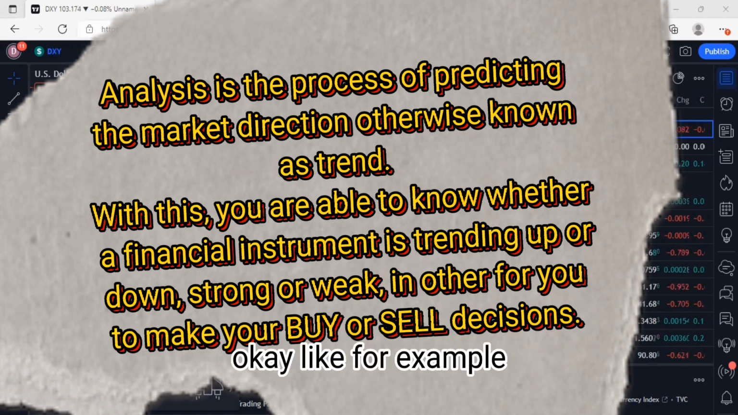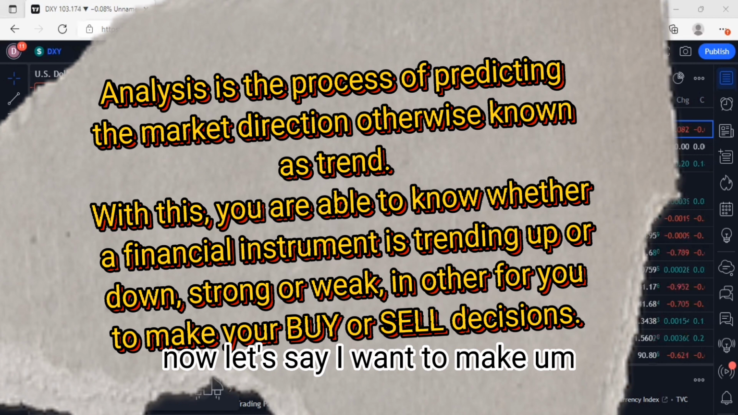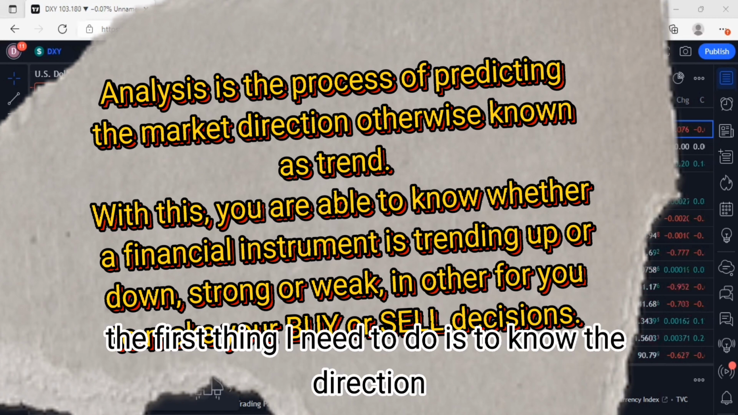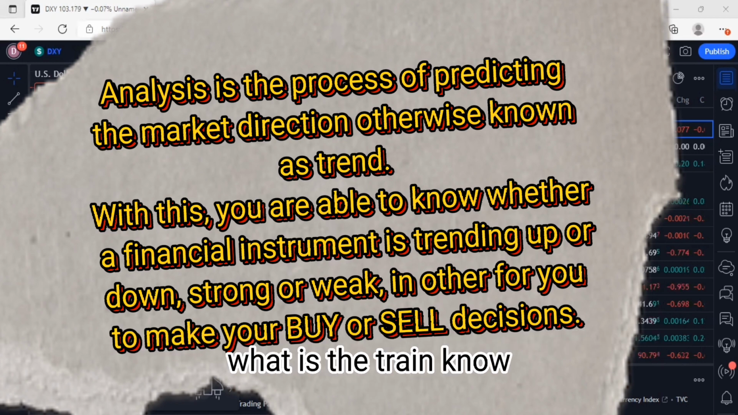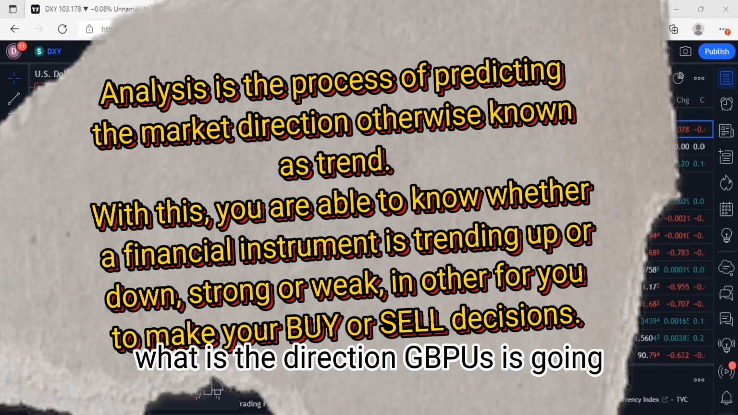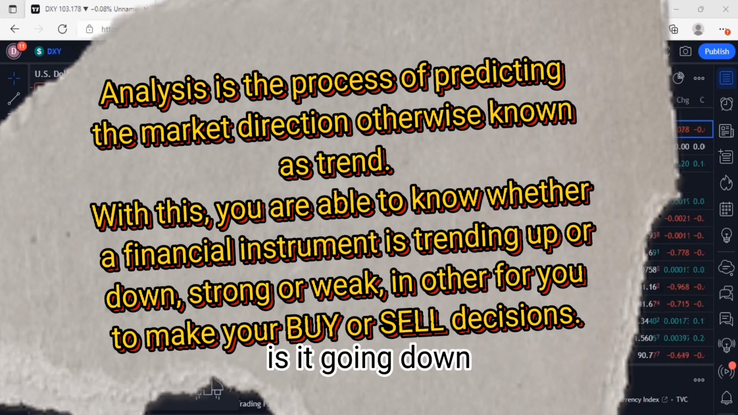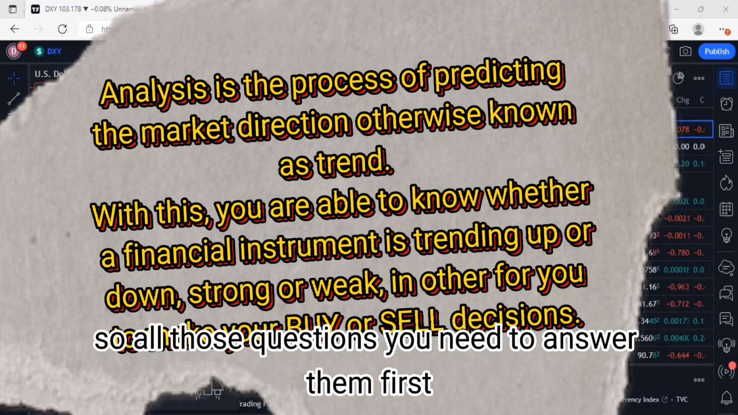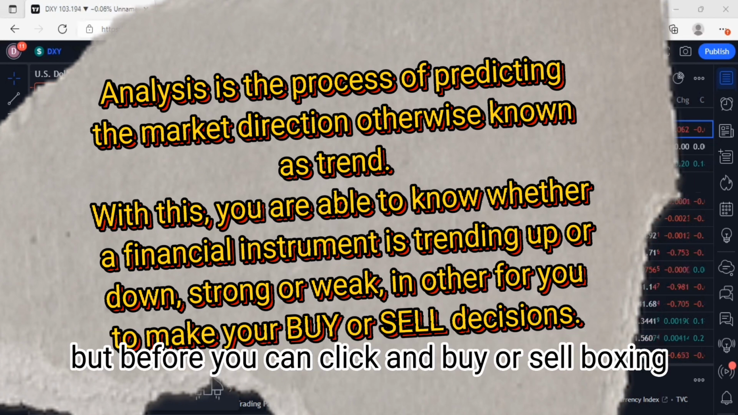Okay, like for example, now let's say I want to make a decision on whether to buy or sell GBPUSD. So what do I need to do? The first thing I need to do is to know the direction. What is the trend? What is the direction GBPUSD is going? Is it going down? Is it going up? Is it strong? Is it weak? So all those questions, you need to answer them first before you can click a buy or sell button.